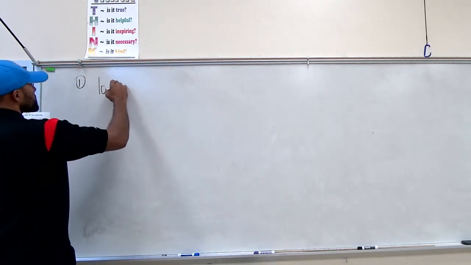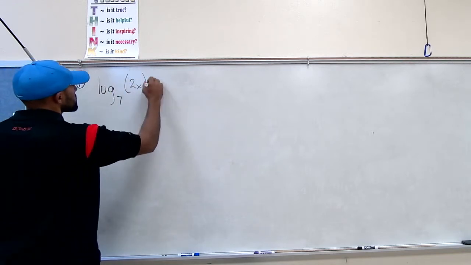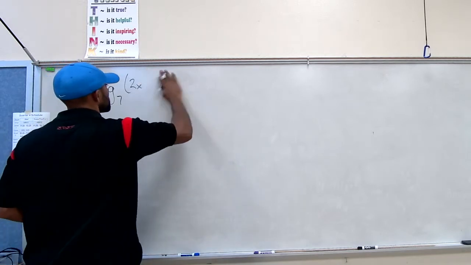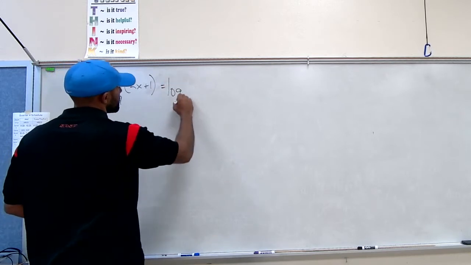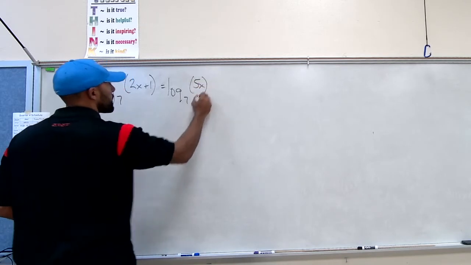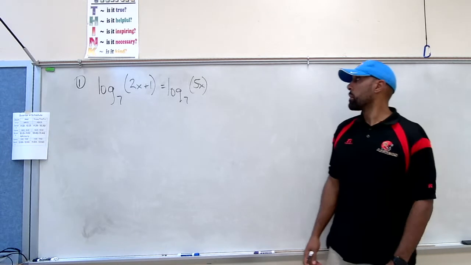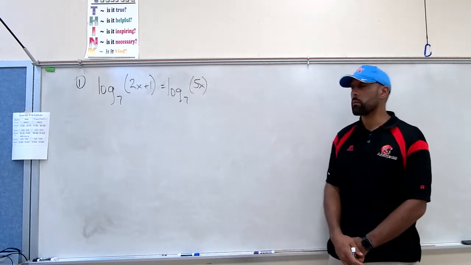Okay, first problem I want you guys to look at: log base 7 of 2x equals log base 7 of 5x. Actually, let's make this 2x plus 1. Log base 7 of 5x. I want you guys to solve that problem right there. Just a reminder, you're trying to cancel out the logs and then solve the equation that's left.